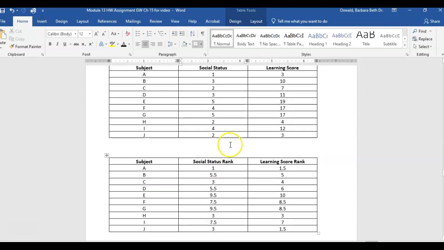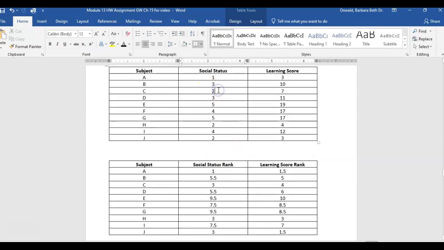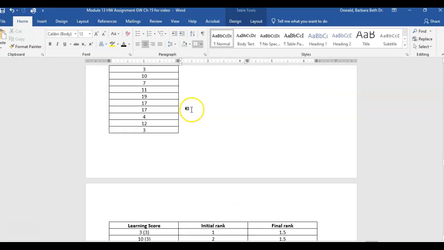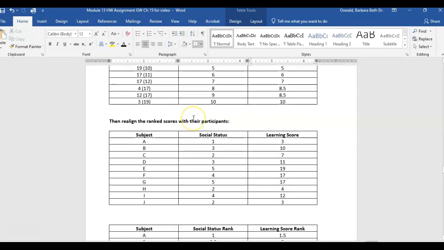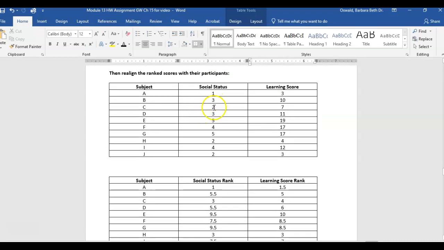C had an original value of 2, so I have to go back up to my social status column and look for where the 2's started falling. There were ties. Go over to their final rank. Everybody who got a score of 2 got a rank of 3. And so everywhere here where I see a 2, their social status rank is going to be a 3. Now I just looked up the score of 3 and the rank was 5.5, right? So I can repeat that here.